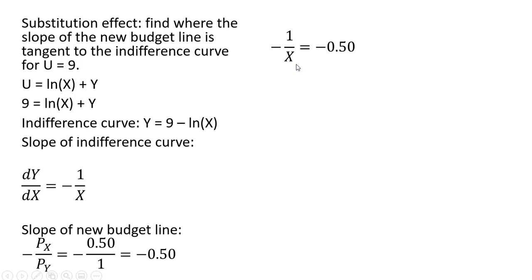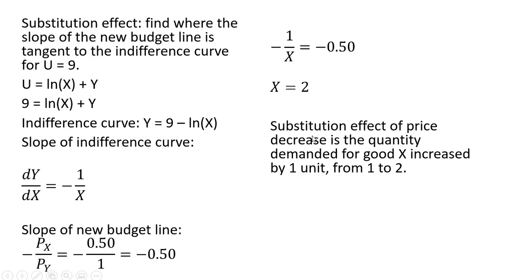And so to find the substitution effect, we're going to find the tangency between the slope of the new budget line and the indifference curve where U equals 9, so setting those two slopes equal and solving for X, we're going to get X equals 2. So the substitution effect of the price decrease is that quantity demanded for good X increased by 1 unit. We found on the first slide X equals 1, and the substitution effect here leads the consumer to X equals 2. So that difference represents the substitution effect of the price decrease. So just 2 minus 1, or 1.